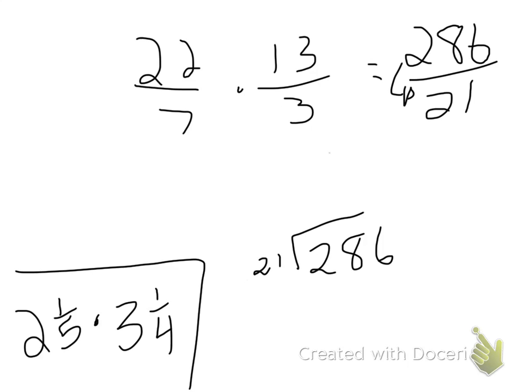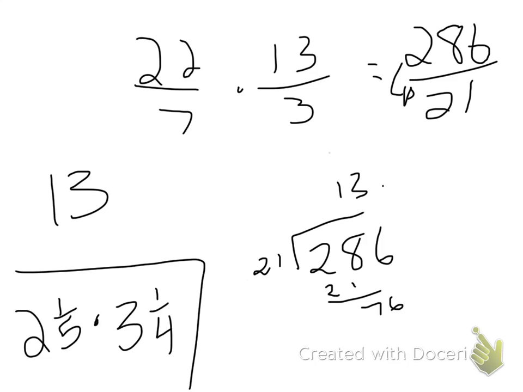Okay, anyways. 21 into 286. Let's see. 21 goes into 28 one time. Should be 21. It would be 76. 21 goes into 76 3 times. Now, that means my whole number is going to be 13, because 21 goes into 286 13 times.